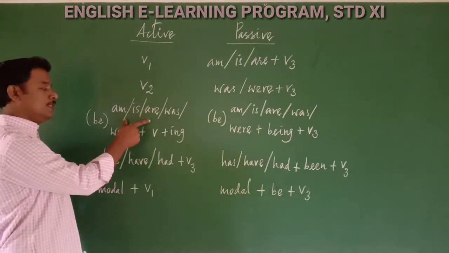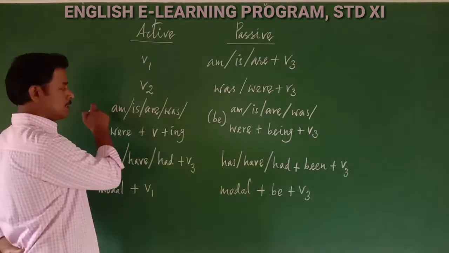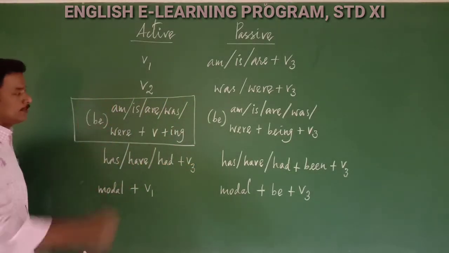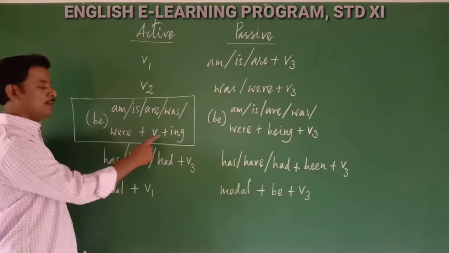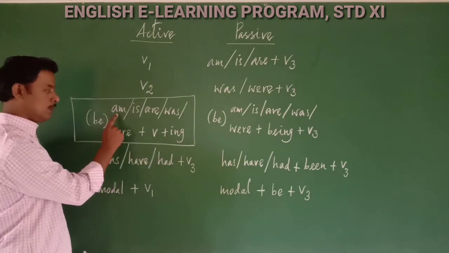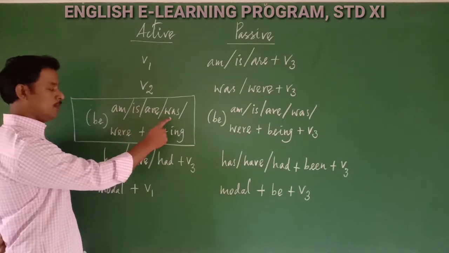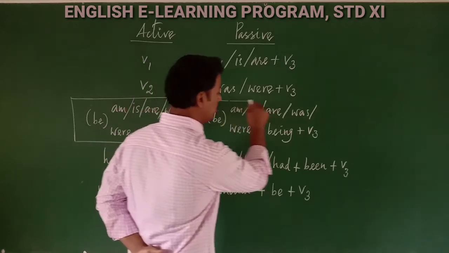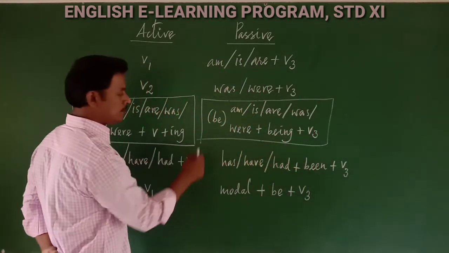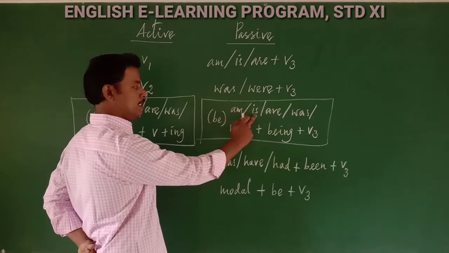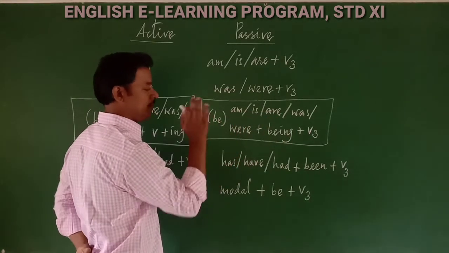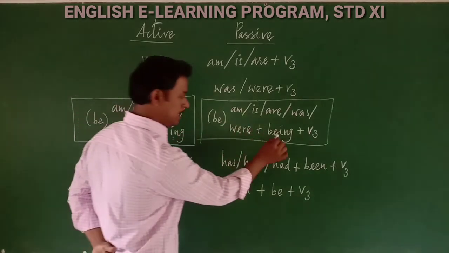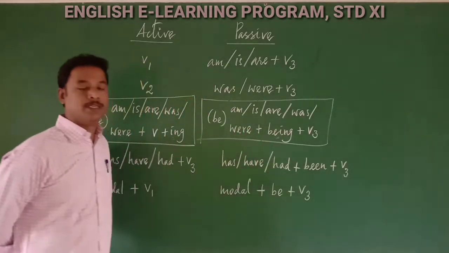In continuous form, that is in progressive sentences, this form should be followed. Okay, be verb plus verb plus ing. The be verbs are am, is, are, was and were. Here the same be verb should be used. Be verb, that is am, is, are, was and were, plus being plus verb 3. This ing form is transformed into this being.